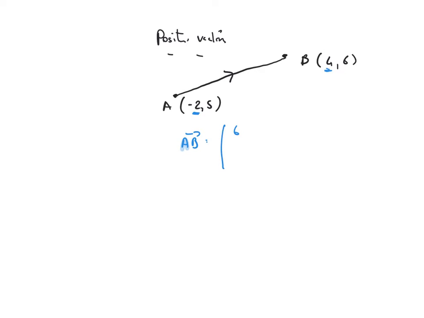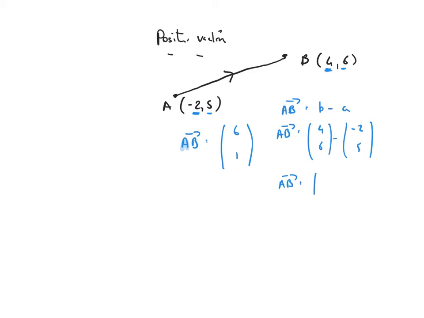From -2 to 4 would be 6 in the positive direction, and then from 5 up to 6, that would be 1, so that vector would be 6, 1. Now, a quick way of getting it is that the position of B relative to A is going to be B minus A, so it's going to be the components of B minus the components of A. So AB will be 4, 6 minus A, which is -2, 5, and we're going to see that that's going to give us the exact same result. So 4 minus -2 is 6, and 6 minus 5 is 1, and it gives me the same result.